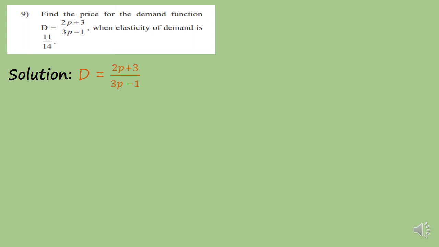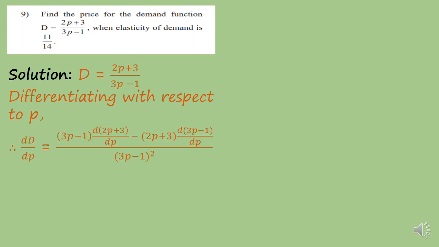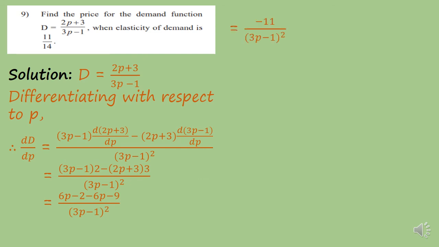Now d is equal to 2p plus 3 upon 3p minus 1. We find the derivative of d with respect to p in the same way by using the quotient rule. Now as you can see in the bracket, the derivative of 2p plus 3 is 2, and similarly 3p minus 1, the derivative of that term is 3. So we get this step here, and then upon opening the bracket, upon multiplying etc., we get this step. Now 6p minus 6p goes away, minus 2 minus 9 is minus 11. So we get dd by dp as minus 11 upon 3p minus 1 the whole square.